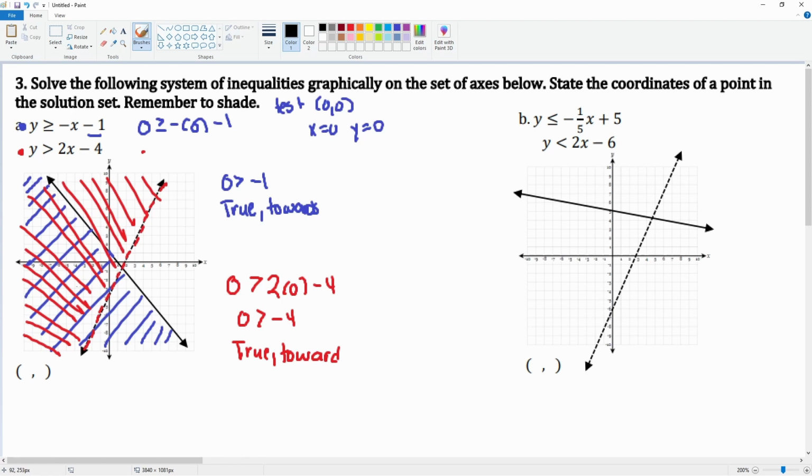So I can pick any point here. I'm going to pick this point right here, which is going to be (-10, 0). This point is in the solution set. Any point in that intersection region would be a valid solution in that solution set.